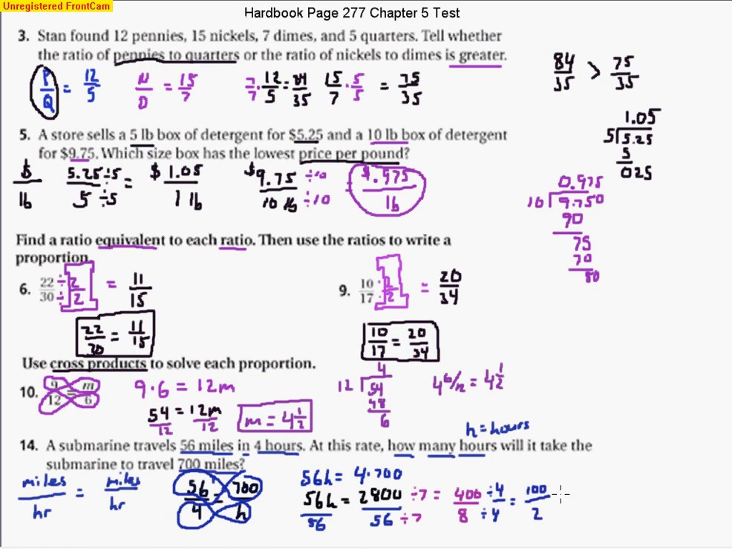Oh, now I've got the problem a whole lot easier. I just have to divide 2 into 100, and that's a whole lot easier than trying to do 56 into 2800. So 2 goes into 100 50 times. So there it is. It's going to take 50 hours. So that's what I was solving for there. So time, 50 hours it took.